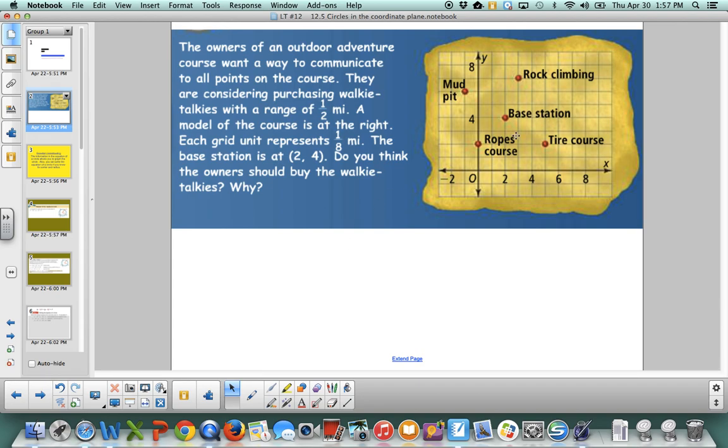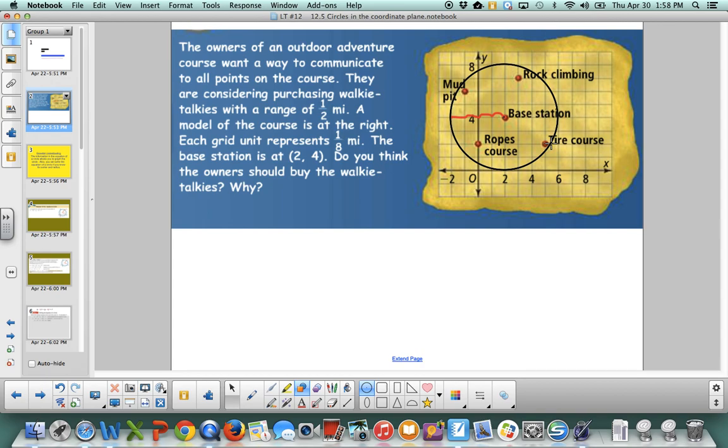So if each grid mark represents 1/8 of a mile, and we know our walkie-talkies reach up to a half-mile radius, let's start at the base station and go 1/8 of a mile, 1/4, and then 2 more will bring us to 1/2 mile. So that's going to represent my radius for the circle that I'll create around the base station.